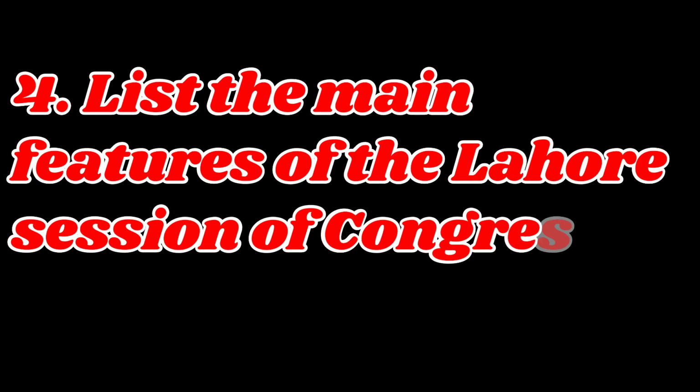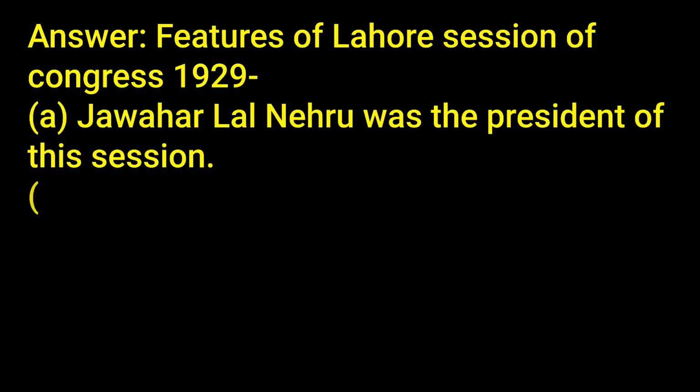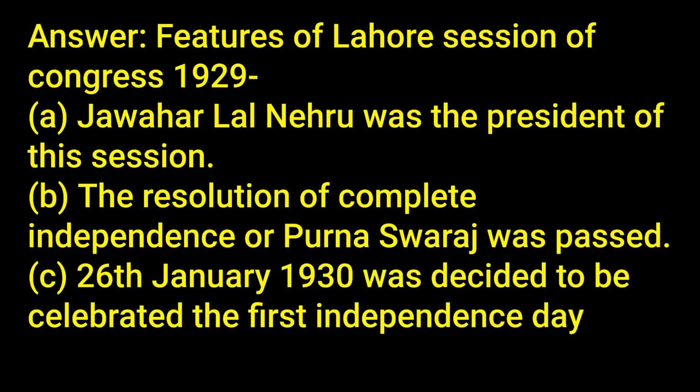4. List the main features of the Lahore session of Congress in 1929. Answer. Features of Lahore session of Congress 1929. A. Jawaharlal Nehru was the president of the session. B. The resolution of complete independence or Purna Swaraj was passed. C. 26 January 1930 was decided to be celebrated as the first Independence Day of India.